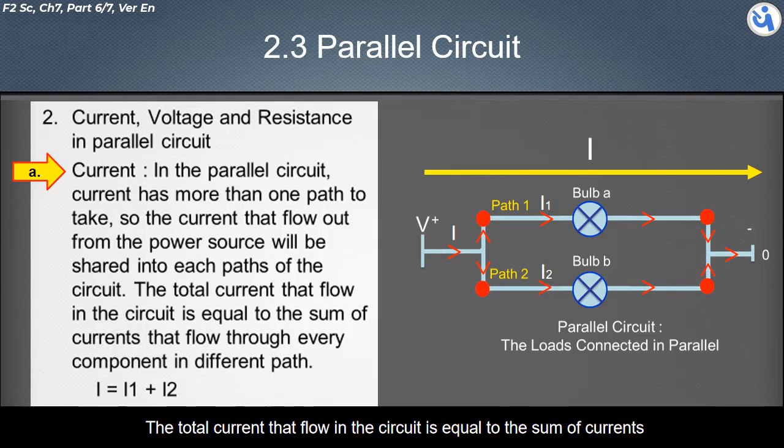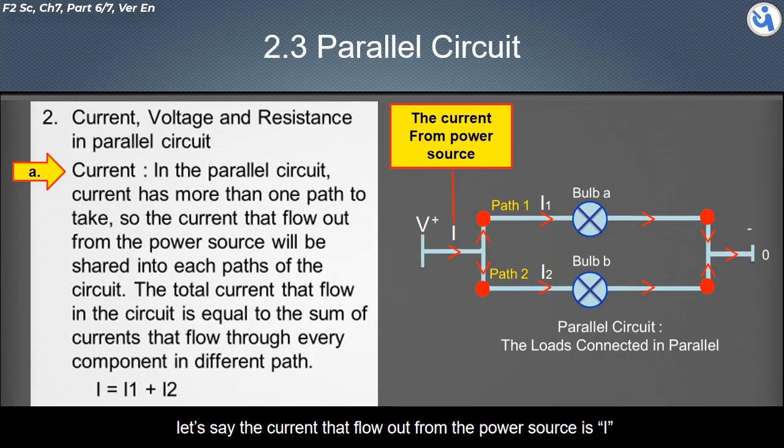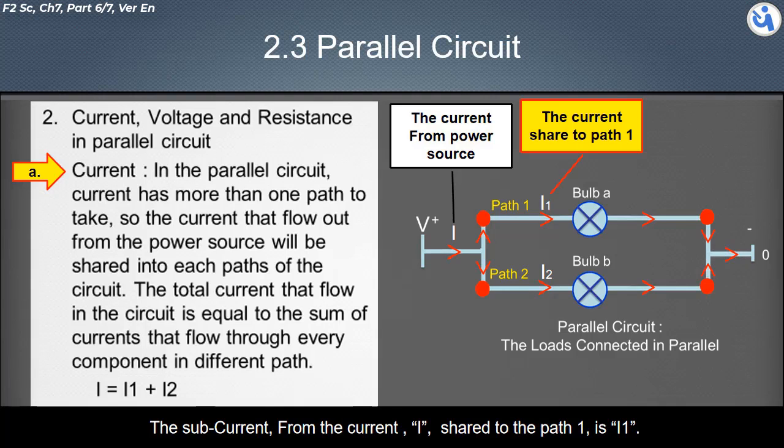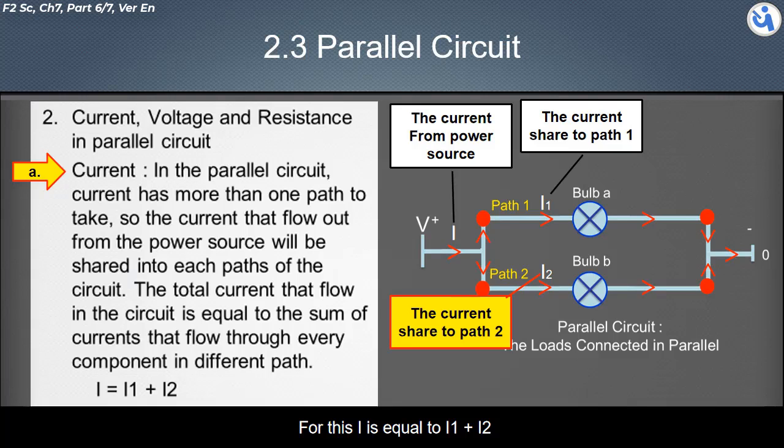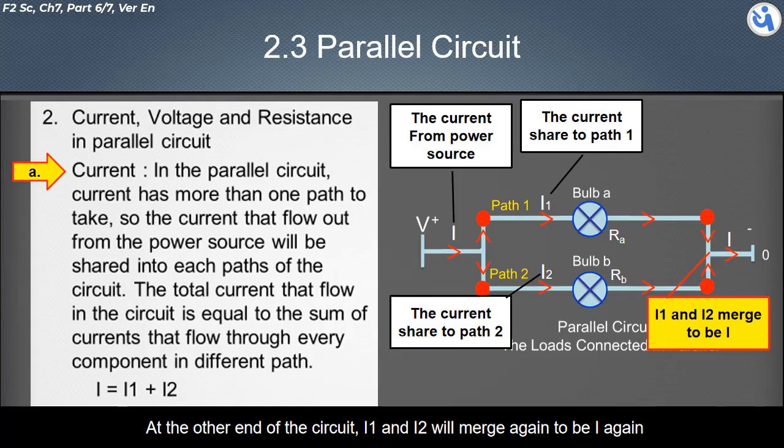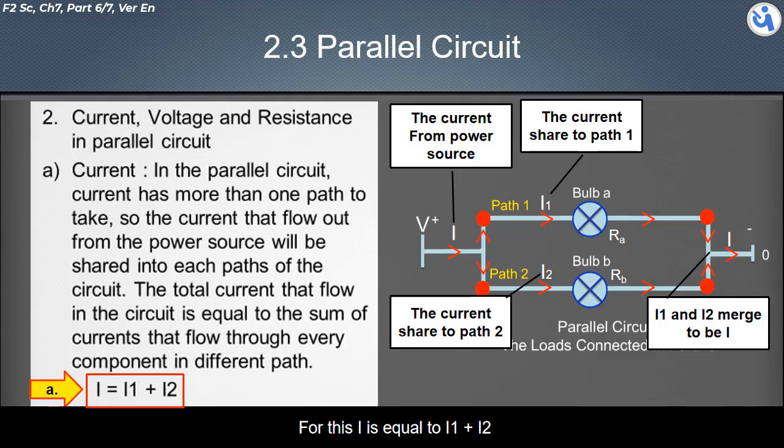The total current that flows in the circuit is equal to the sum of the currents that flow through every component in the different paths. Let's say the current that flows out from the power source is I. The subcurrent shared to path 1 is I1. The subcurrent shared to path 2 is I2. For this, I is equal to I1 plus I2. At the other end of the circuit, I1 and I2 will merge again to be I again.